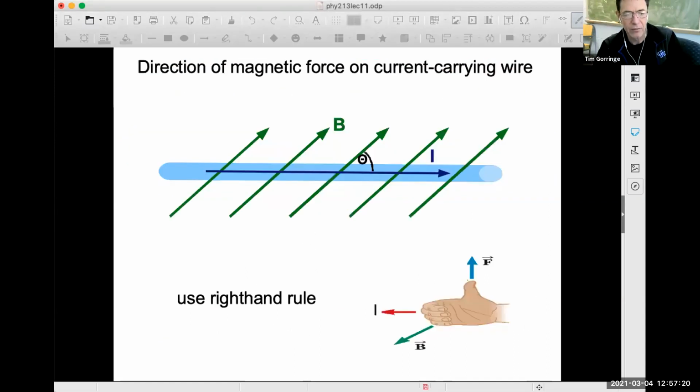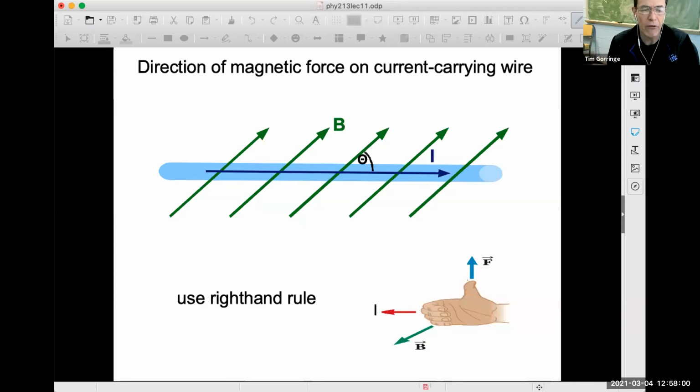What about the direction? Well, as we mentioned earlier, the direction is nothing other than the right-hand rule. So if you want the direction of the magnetic force on a current carrying wire, again, you take your right hand, here's my right hand, and you're going to point those fingers in the direction of the current. And you're going to curl your fingers in the direction of the field. And then the thumb will point in the direction of the force on the current carrying wire.